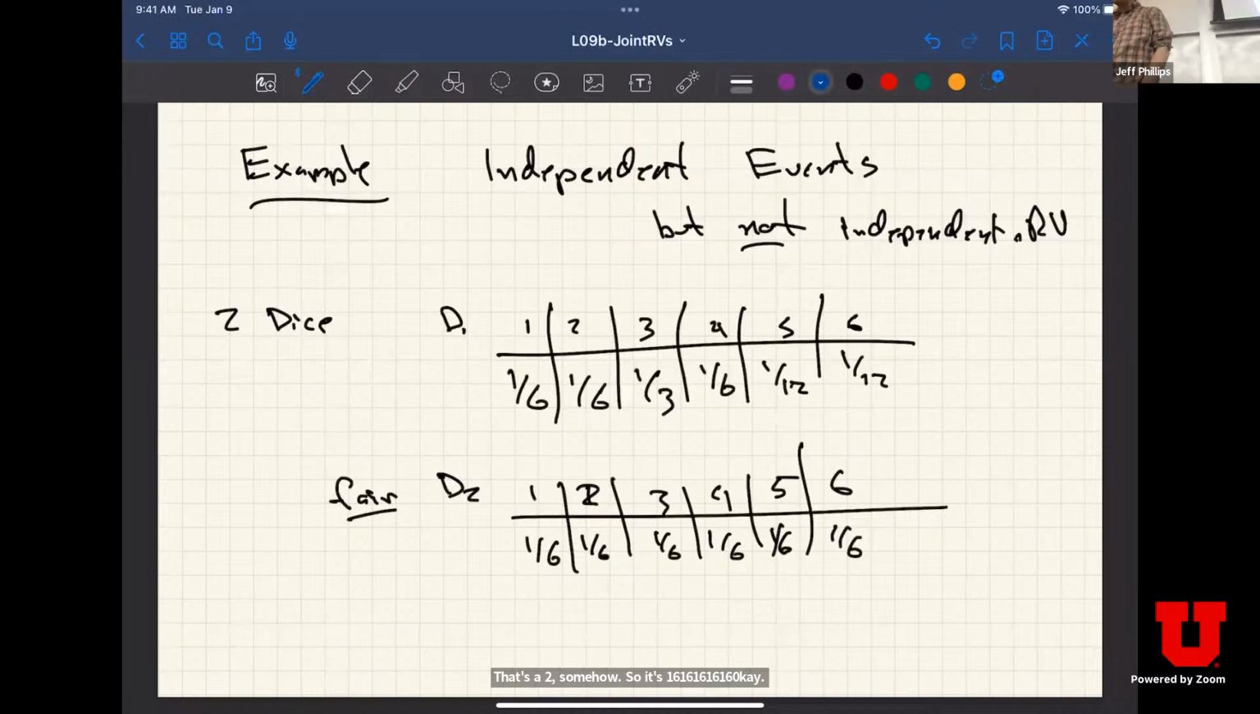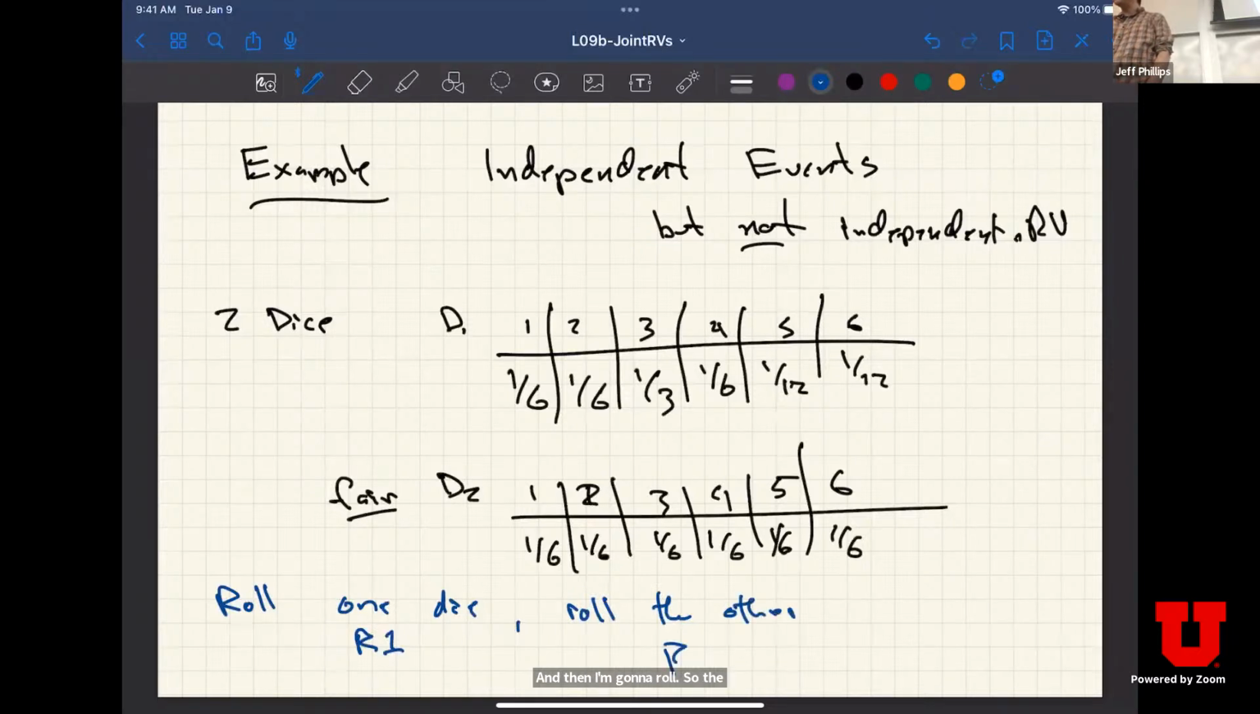What I'm going to do is roll die 1. So I'm going to roll 1 die, and I'm going to call this roll 1, and then I'm going to roll the other. This will be roll 2, but I don't know which die is which. I know one is a fair die and one is biased, but I don't know which one I rolled first and which one I rolled second.